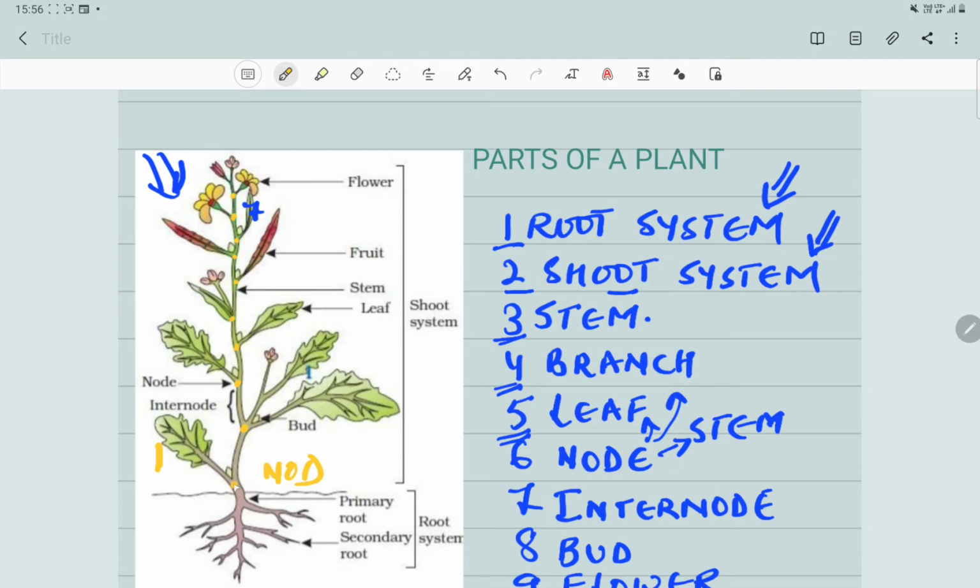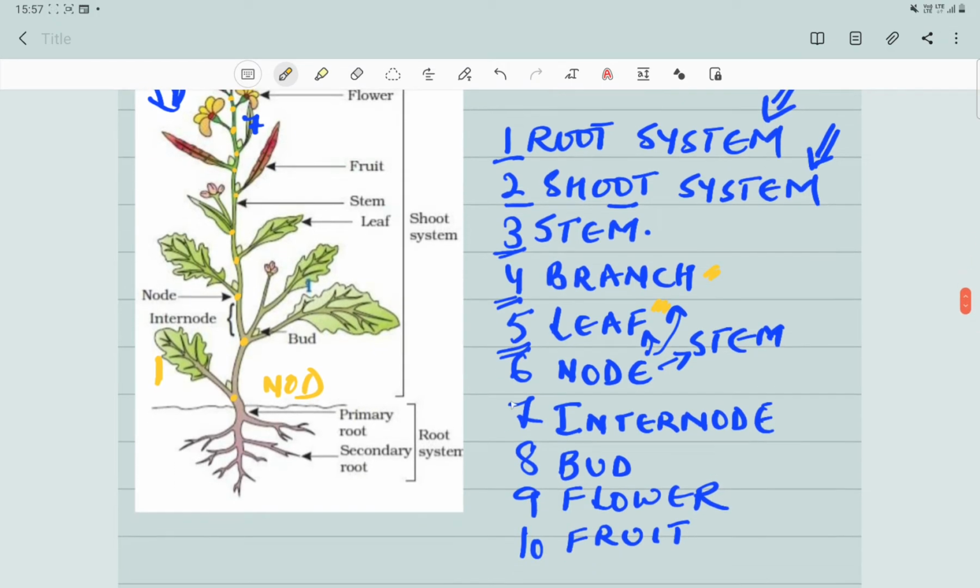If you count in this plant, we got 1, 2, 3, 4, 5, 6, 7, 8, 9, 10, and maybe this one also here is a node. So we got 11 nodes. So what is a node? A node is the place on the stem where leaves and branches are attached to the stem, right? So I hope you've understood what a node is.